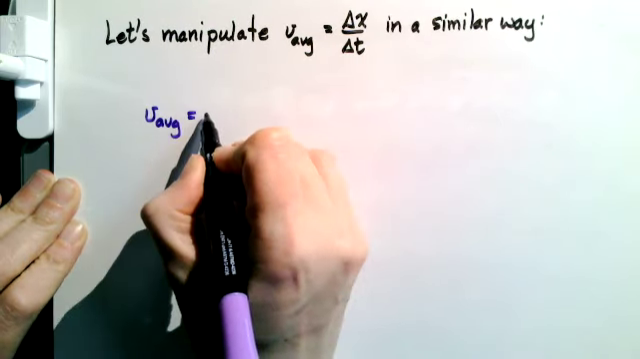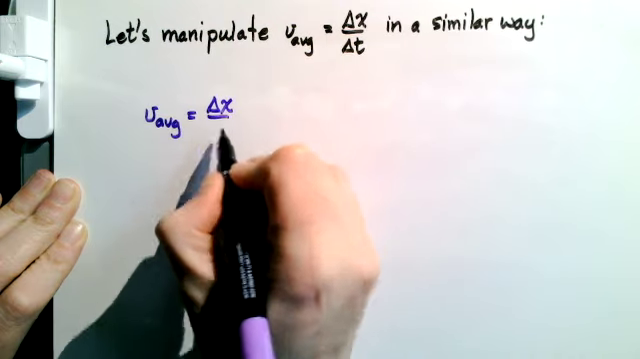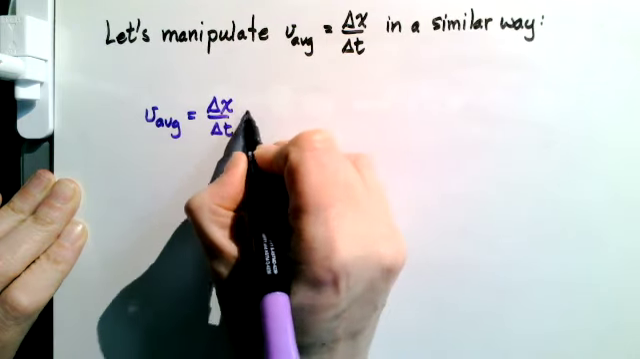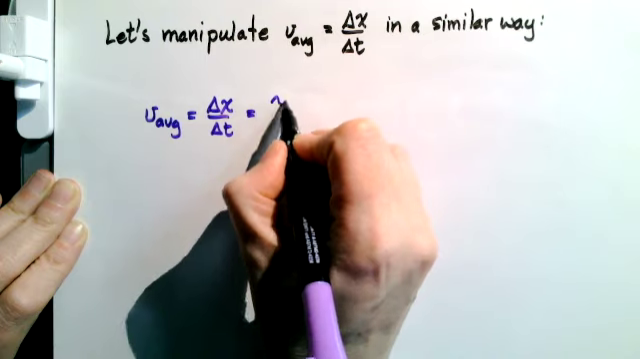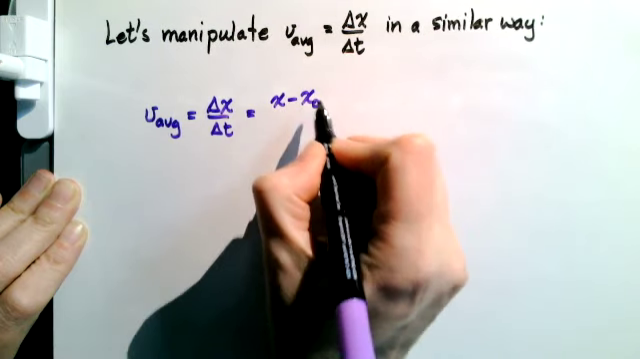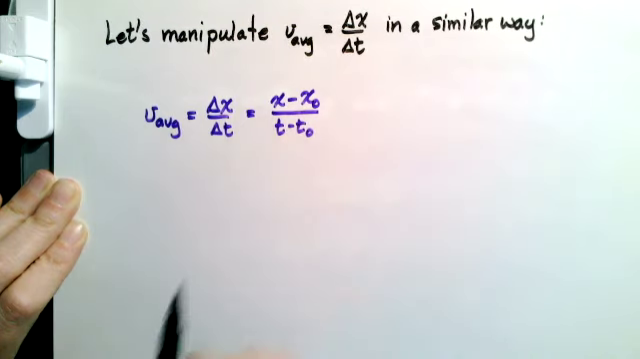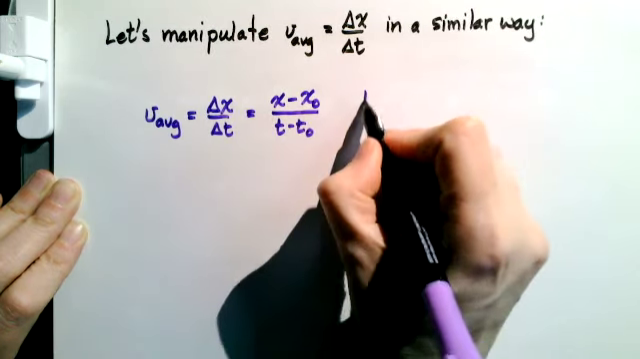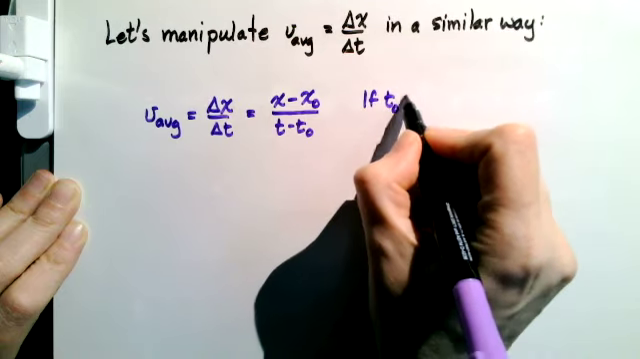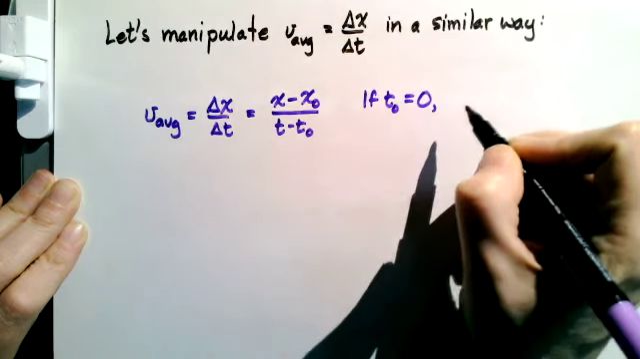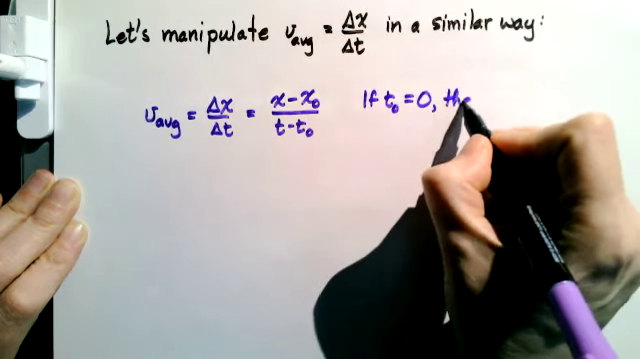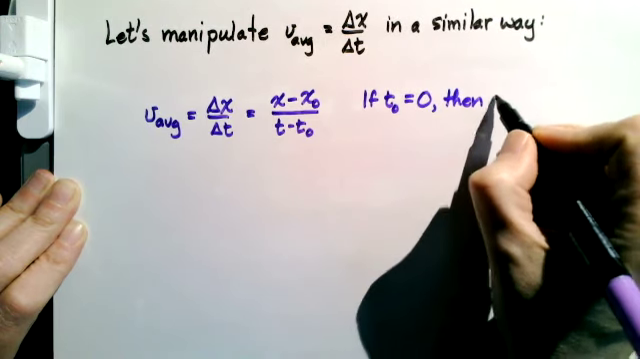So we know that the average velocity is defined as the displacement divided by the interval of time for that displacement to occur. And so the displacement can be written as the final position minus the initial position, and the time interval can be the final time minus the initial time. And just like before, I'm going to say that the initial time is 0 and plug a 0 in for t0.